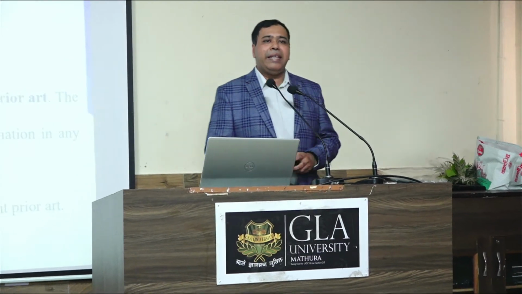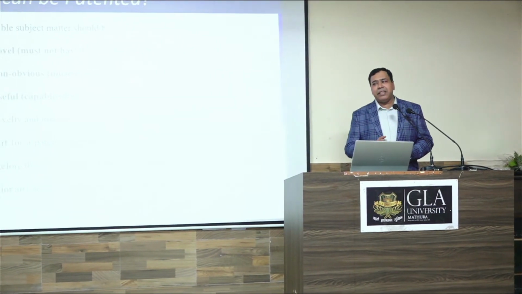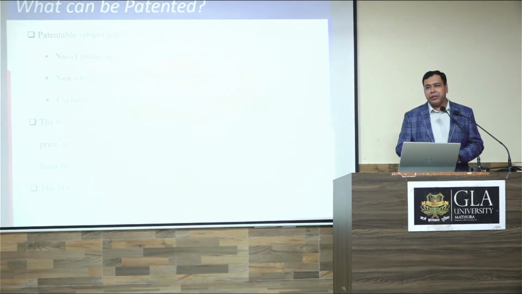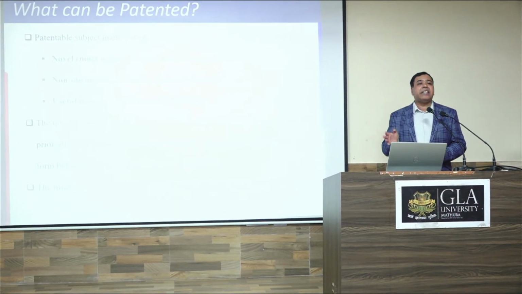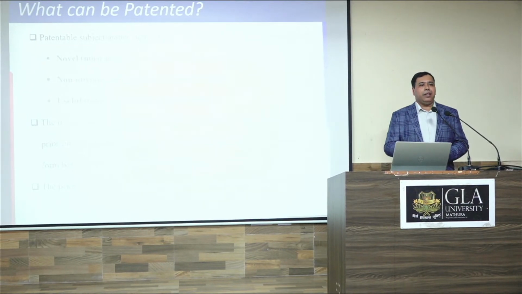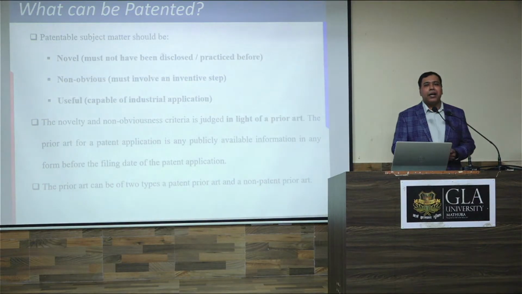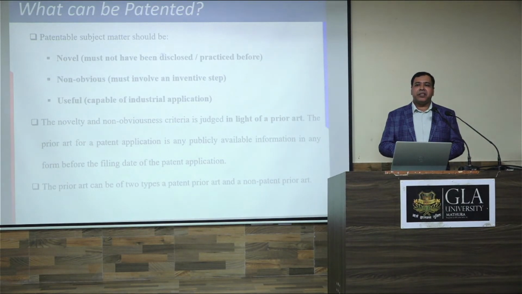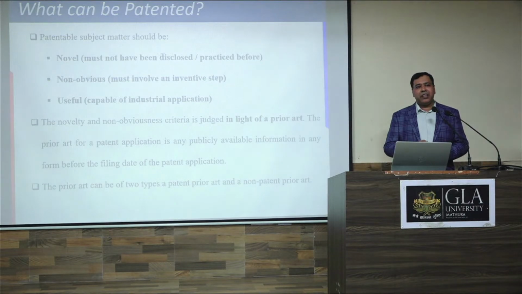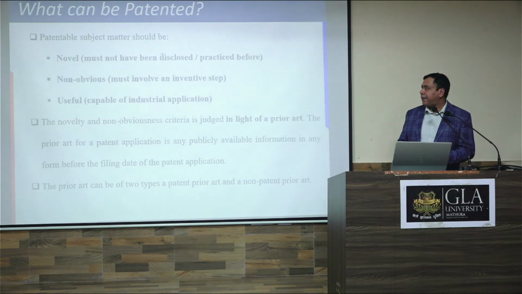Whenever you think about any innovation and you want to file a patent, I think there are three fundamental things that you need to look into. If you think your innovation fulfills these three criteria, then there is a high chance that you would be able to get a patent. So those three criteria are: one, the patent application or invention has to be novel. If it is novel, then you have the probability to file a patent application. Second, it has to be non-obvious.